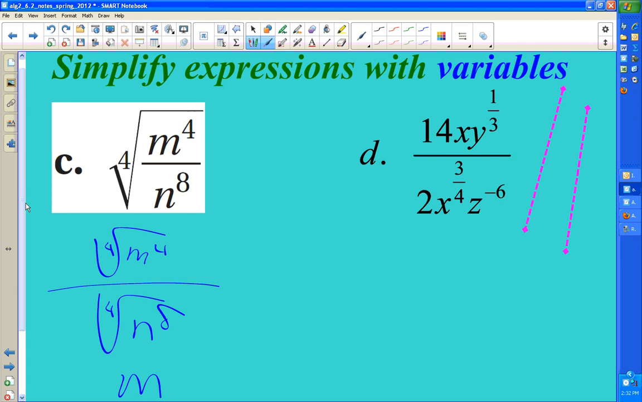Okay, so then the last one that I'm going to do today, 14 divided by 2. So we simplify, we get a 7. X over x to the 3/4, 1/4, excellent. X to the 1/4. Y to the 1/3. There's no y's here, so it's just going to be y to the 1/3. Z to the 6.